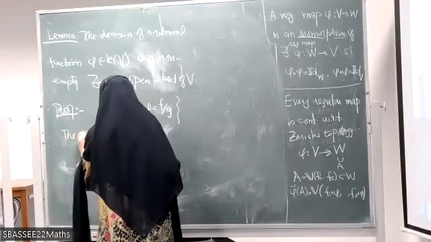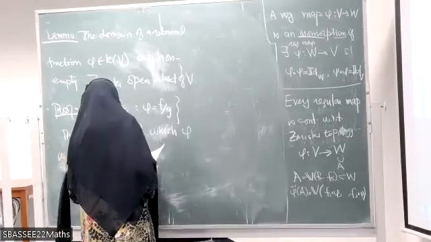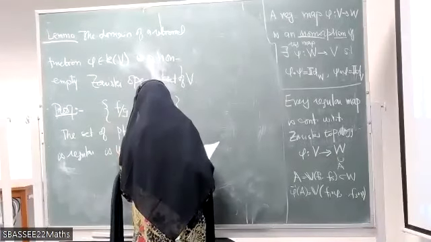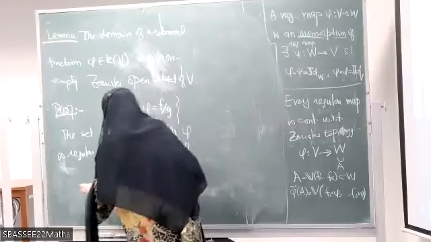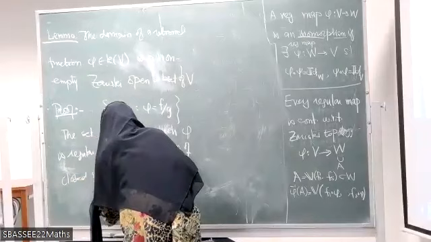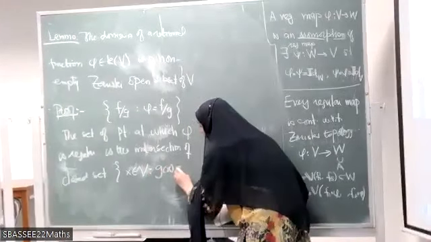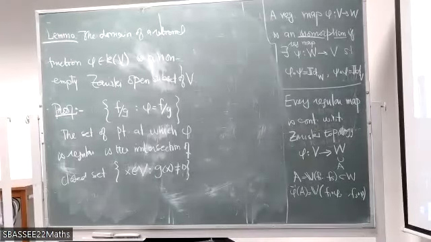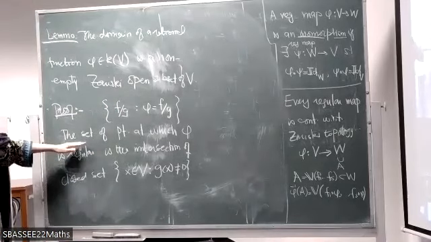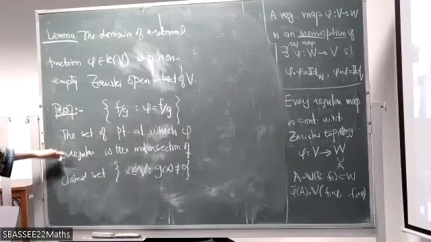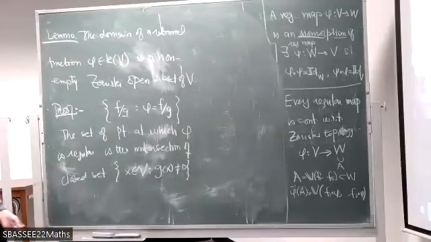The set of points at which phi is regular is the intersection of all closed sets, which are x belonging to V such that g of x is non-zero. Agree? Because I'm considering all possible fractions. Then the set of all points for which the function is regular is the intersection of all these sets. And you can see that by definition, it is a Zariski open set and it is non-empty.